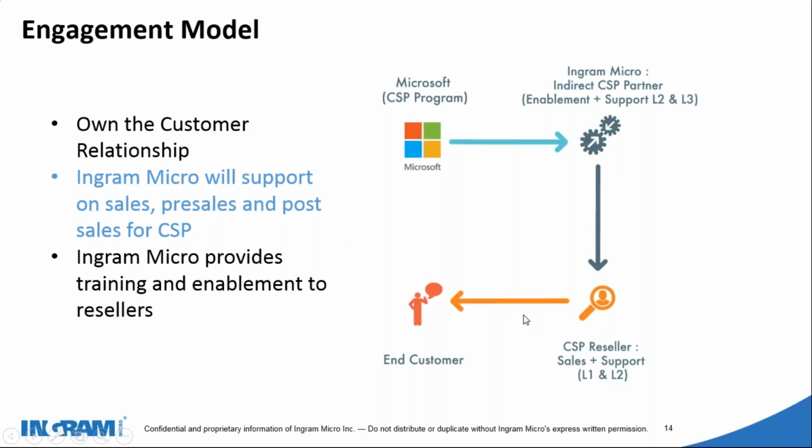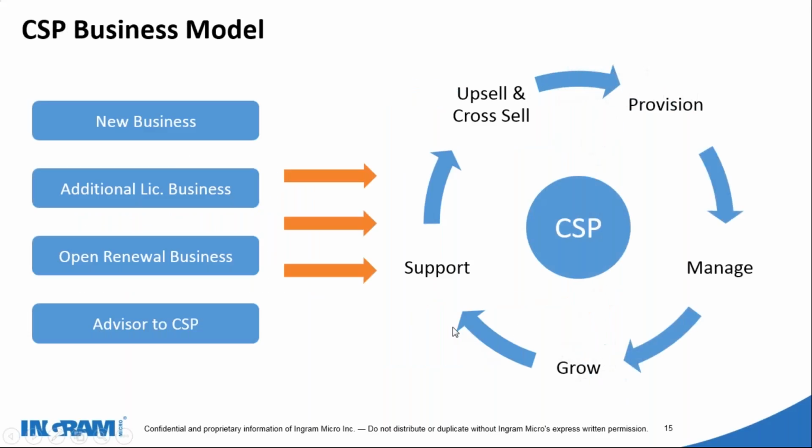You own the relationship, we don't own the relationship. The customer is always with the reseller, never with Ingram Micro. Ingram Micro will always support on sales, pre-sales, and post-sales for CSP, but that is between the reseller and Ingram Micro. The end customer cannot open a ticket with us, right? He always comes back to the reseller. So these are some of the key engagement model benefits.